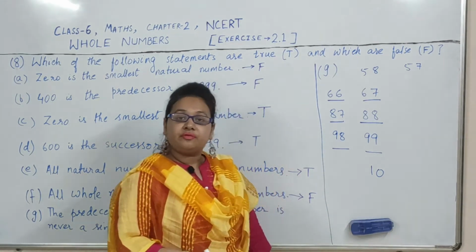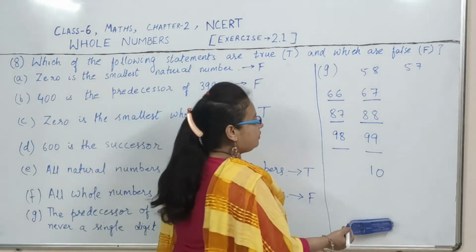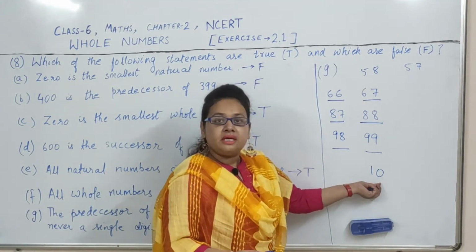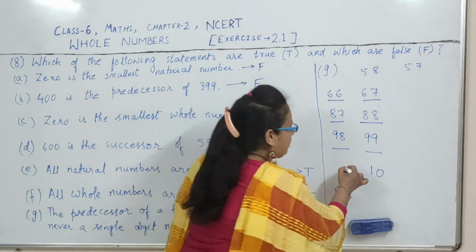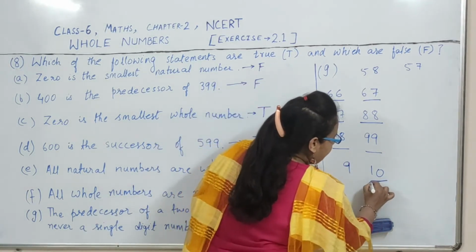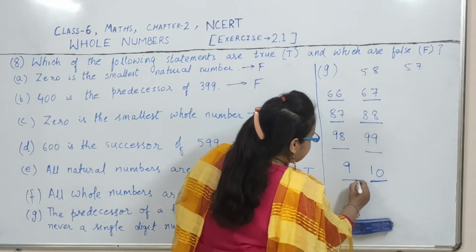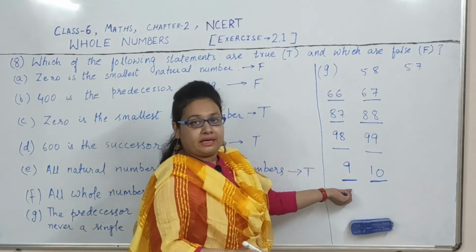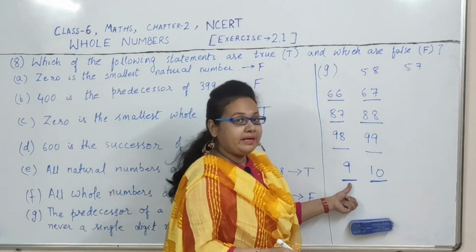What is the predecessor of this number? The predecessor of this number is the number which comes just before this. So, what will be that? That will be 9. So, this is a two-digit number and its predecessor is a single digit number. Means it has only one digit in this number.